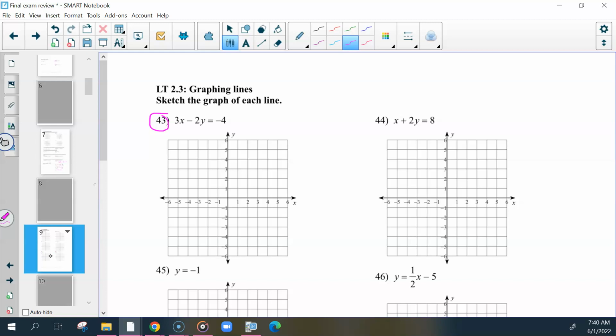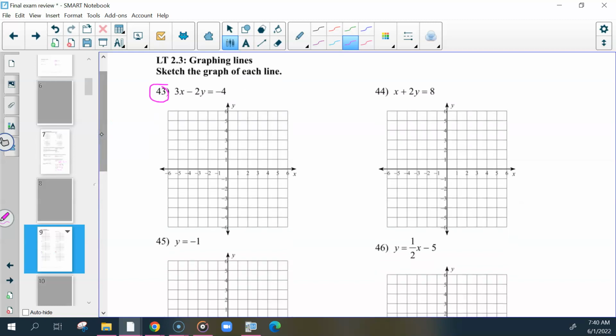We're going to start at number 43 for this graphing section. If it's in standard form, we need to convert it. So converting it by moving our x term to the right. So we have -2y equals -3x minus 4. And then divide everything by -2. So our new equation would be y equals +3 over 2x plus 2.